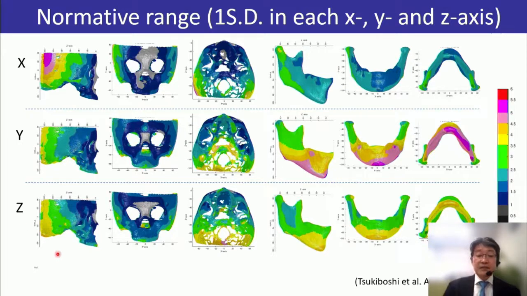As you can see in these pictures, in contrast to the maxilla, the color of the mandible is more pink and yellow, especially in the Y-axis. So this means the normative range in the Y-axis in the mandible is large. And in general, the variation is much more in the mandible than in the maxilla.